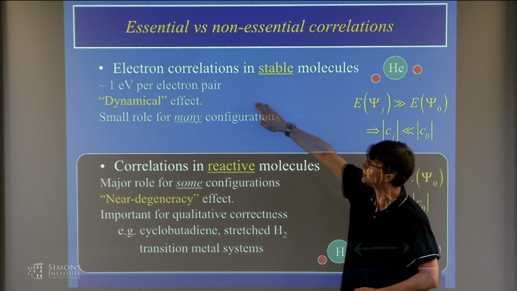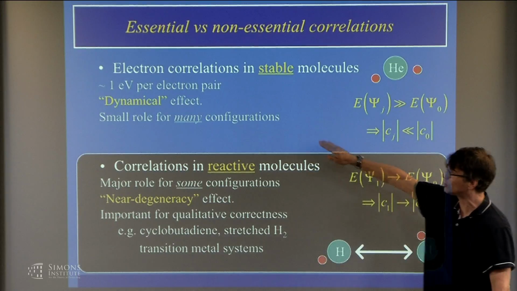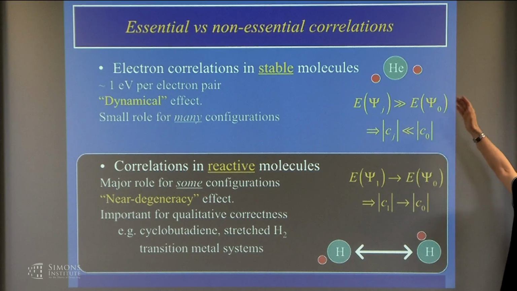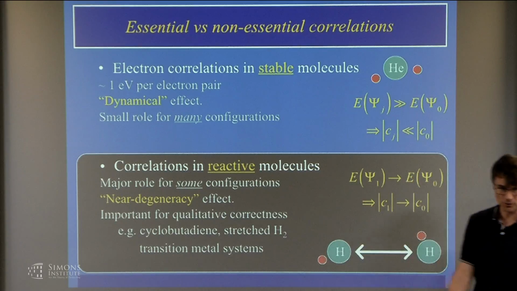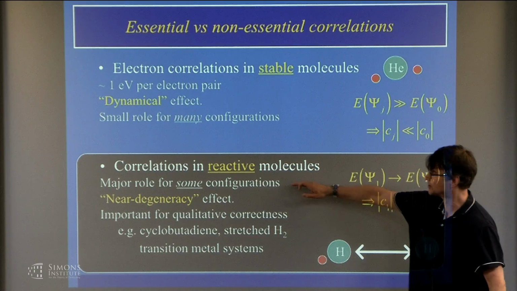So this is a dynamical effect, of one volt per pair of electrons, which implies a small role for many, many configurations. You have to sweat the details to get chemical accuracy, but we are dominated by the mean field reference plus small corrections. Now we want to contrast this with strongly correlated systems, where there's a major role for more than one configuration. Might be 2, might be 100, might be 1,000, a whole bunch of configurations.